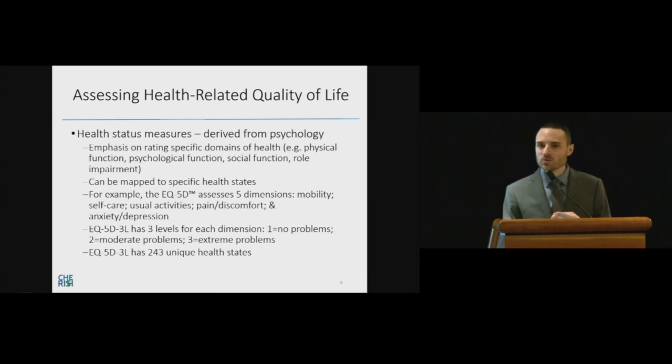So then what we do, or we have an algorithm that does, I should say, is that we take all these different dimensions and all these possible scores, and we combine them to create all these different health states. So with the EQ5D3L, there's 243 unique health states. Okay? Well, great. What do we do with those health states?